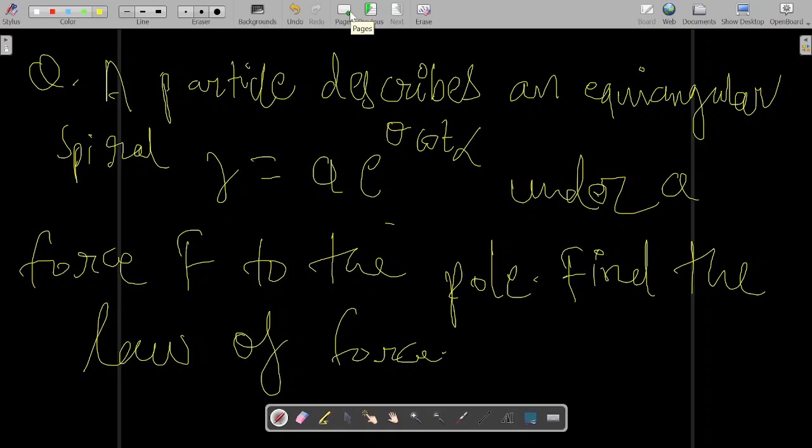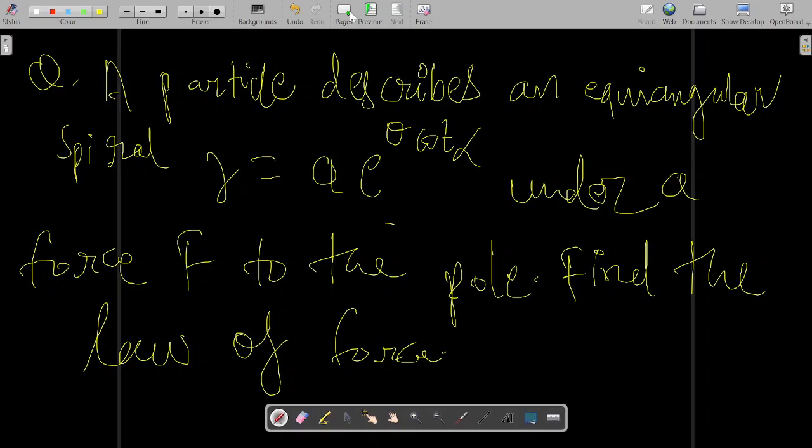So a particle describes an equiangular spiral, all these do not have any meaning. You can just ignore all these things, everything will be written over there. That the particle described like this or like that, it doesn't matter. As far as it is concerned, if it is a central force, then it doesn't matter whether it is an equiangular spiral or any other figure.